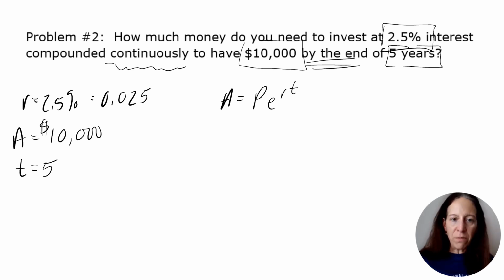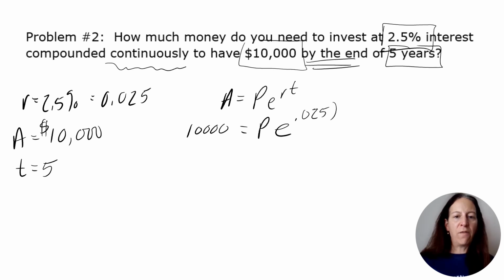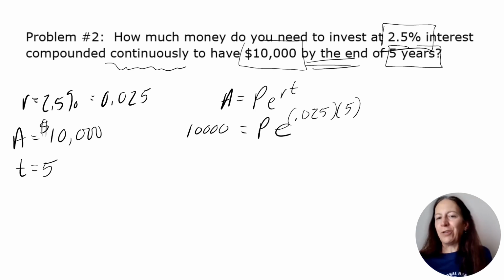So write down what you know, then write down the formula that you intend to use, and then go and plug in. So A is 10,000. We don't know P, okay? But we do know that e is going to be to the 0.025 times 5. And this time we are looking for P because it said how much do you need to invest, or what do you need to start with. So you want to do something with the business and you need $10,000 at the end of 5 years. This is the interest rate. How much money do you need to lock into that account?